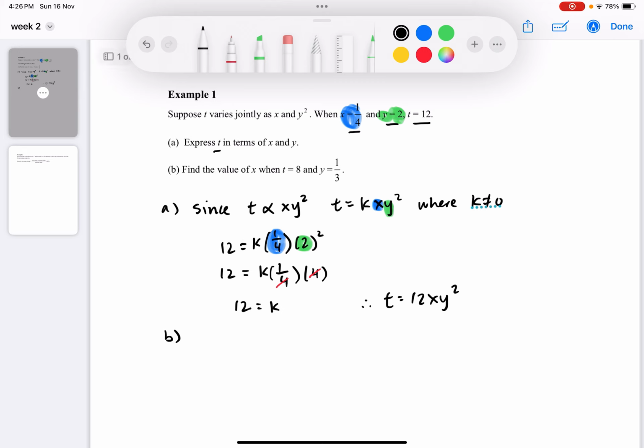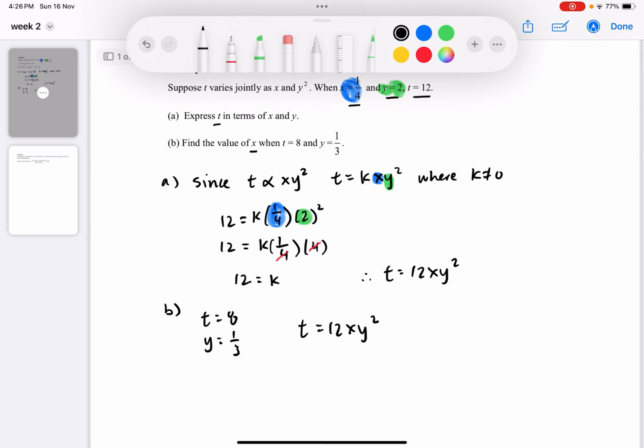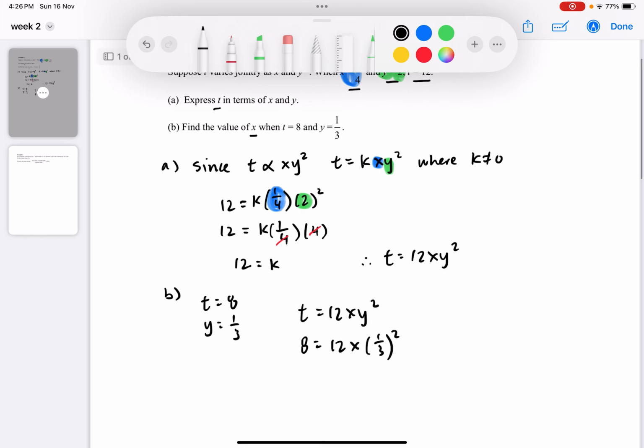Now we have k and we want to find the value of x. Then what we can do, you write down 8, y would be 1/3, and we have the equation t equals 12xy squared. You can pop it in. So we have 8 equals 12x times 1/3 squared. I'm just doing algebra in here. So this will be 1/9.